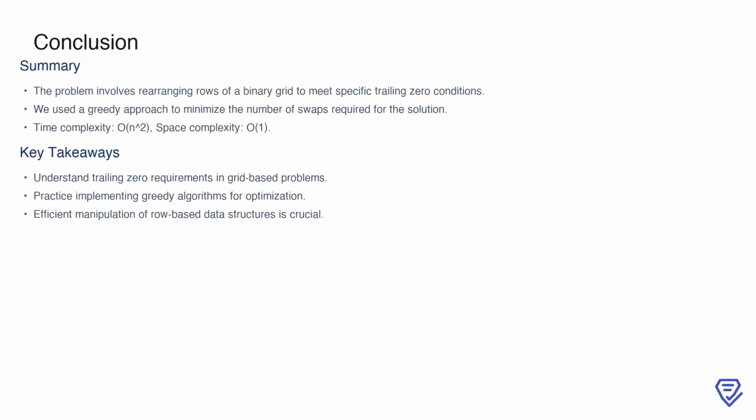Great work! We've reviewed the solution to LeetCode number 1536, Minimum Swaps to Arrange a Binary Grid. This problem highlights the importance of greedy algorithms and efficient row manipulation. Keep practicing these techniques for grid-based problems, and stay motivated on your coding journey.